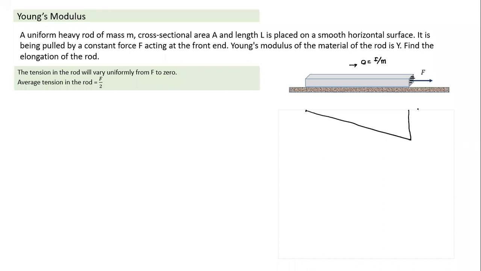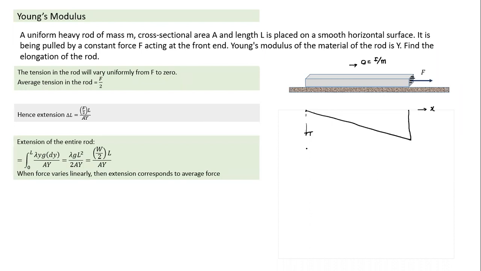So if this dimension is x here, this is how tension is varying. And here also, since the tension is varying linearly, the deformation will correspond to average force. Average tension is F by 2. Hence, what would be the extension? F by 2, length of object, and divide by AY. That is the extension of the rod here. It's also a fairly simple case. An extension of the entire rod, okay.